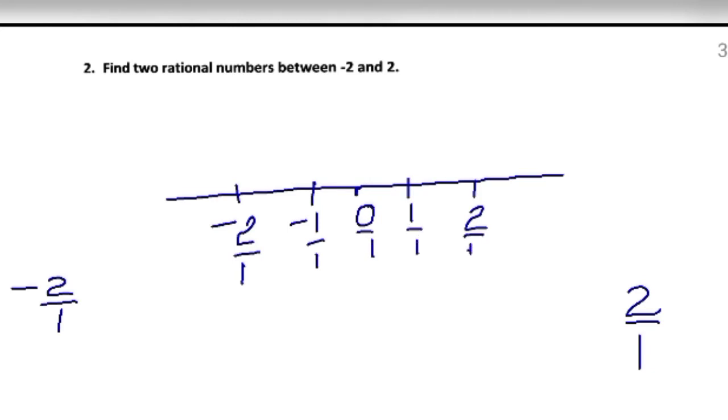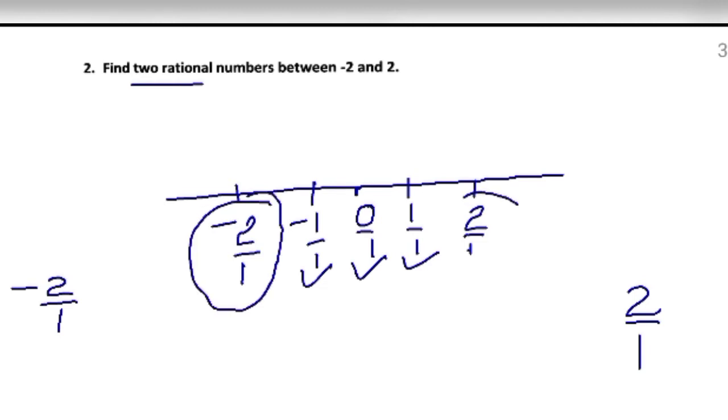2 upon 1. Okay, they are asking just two rational numbers, and we have three rational numbers between -2 and 2. So you can name any two rational numbers. You can write any two rational numbers between -2 and 2. So between -2 and 2 we have three rational numbers, but they were asking two rational numbers, so I am writing -1 and 0.